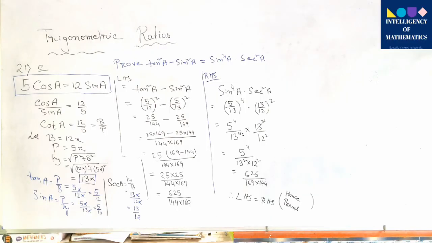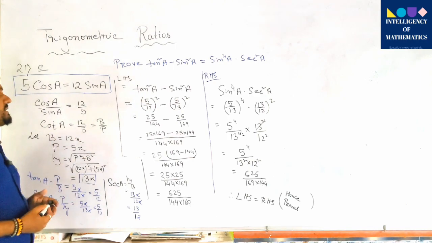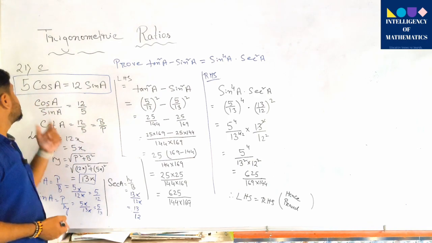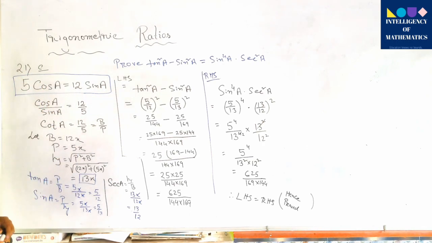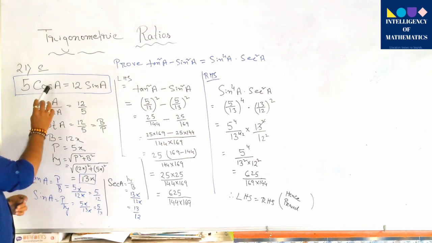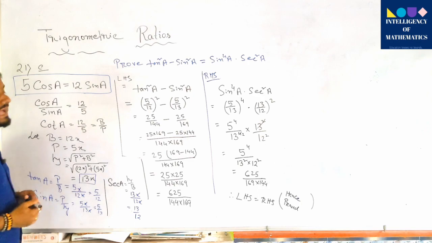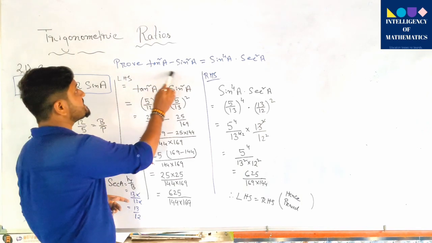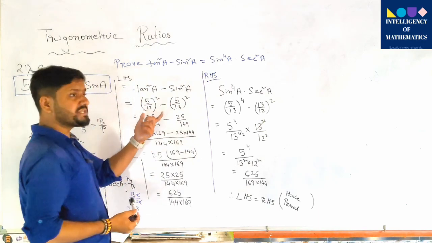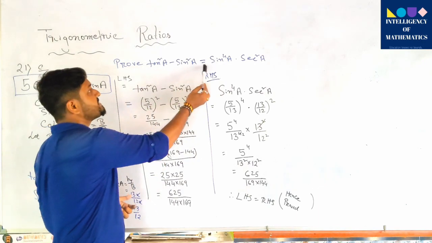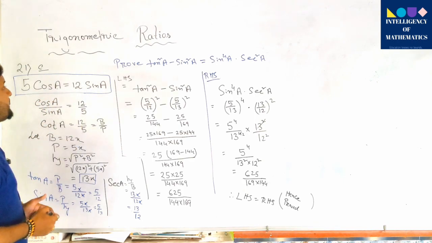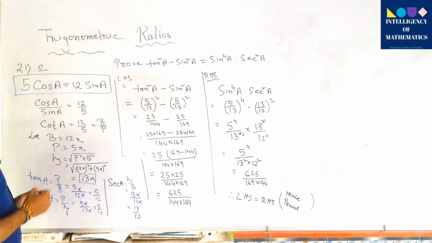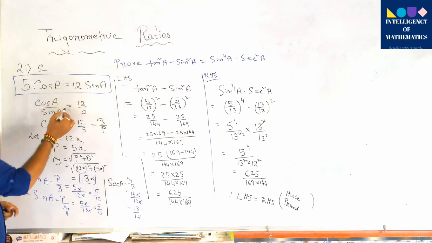Hope you understood this. Well, previously we have done the exercise sums till 21B. So this is the 21C part we are discussing. In this sum it is asked that 5 cos A equals to 12 sin A, and we have to prove that this side is equal to this. An expression is given, so we have to prove this expression is equal to this expression. So how will we do it? At first we will start with the given things. The given thing is 5 cos A is equals to 12 sin A.